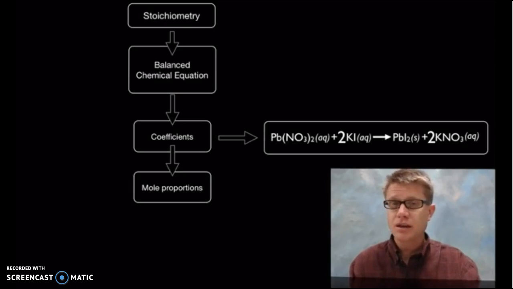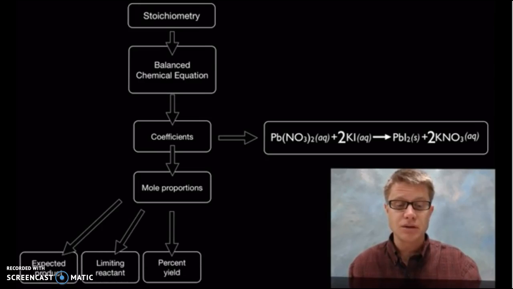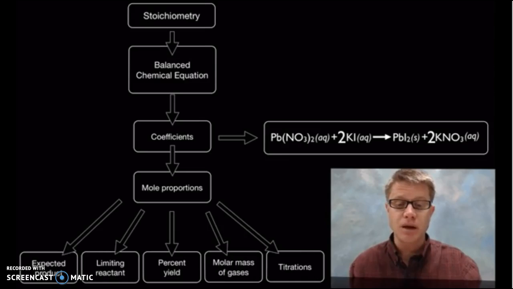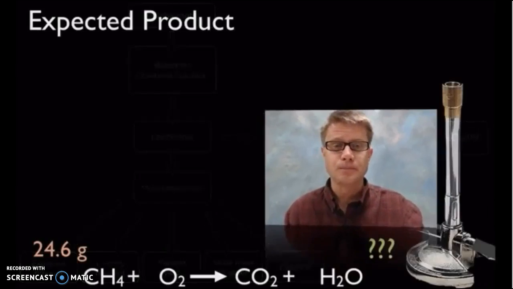But if you don't get it, then the following 5 things, figuring out expected product, limiting reactants, percent yield, molar mass of gases, and titrations are going to be really confusing. But the one thing that ties them all together is this idea that the coefficients in an equation represent the number of moles. And so as you watch this video, look for the commonalities. What's going to be the one thing that ties all 5 of these together?